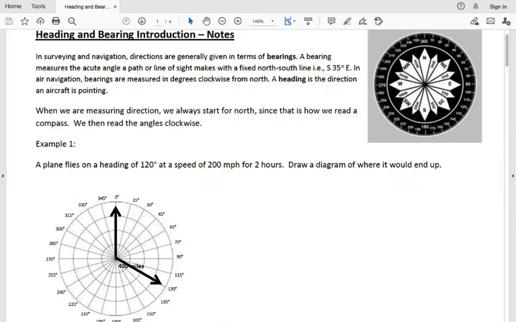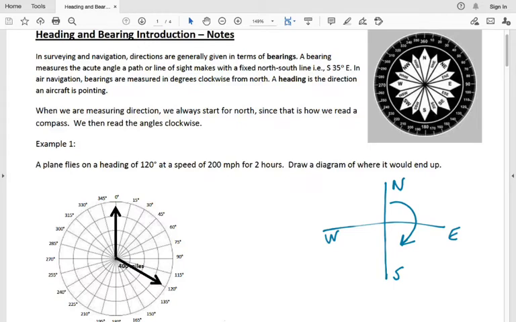So when we're measuring direction, we're always going to start from north. If you think about your north and south, west and east, you always want to go from north in a clockwise direction, kind of like how you would read a compass. And we'll always go clockwise to make it a positive angle. So it's a little different than how we were doing angles previously, where we made the positive x-axis our starting point. Now our starting point is the north axis when we're talking about headings.